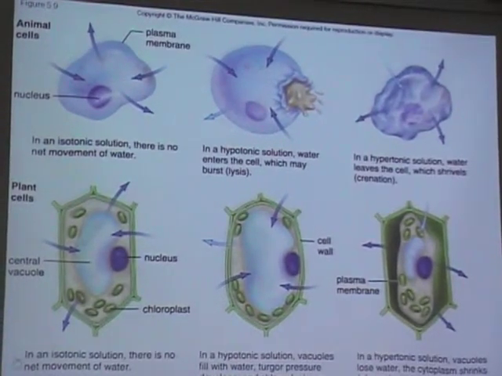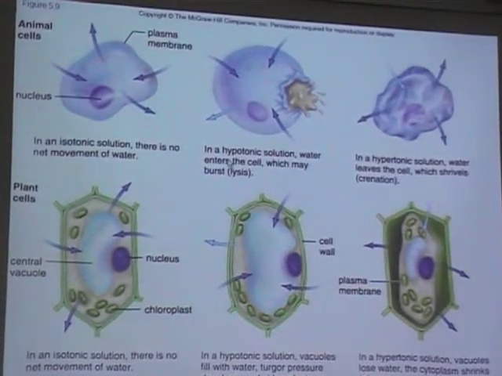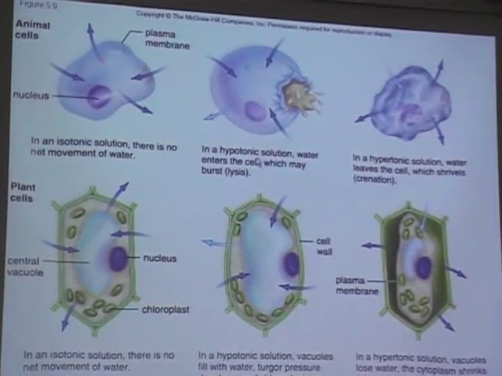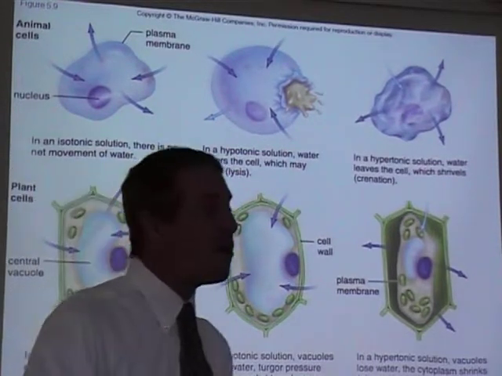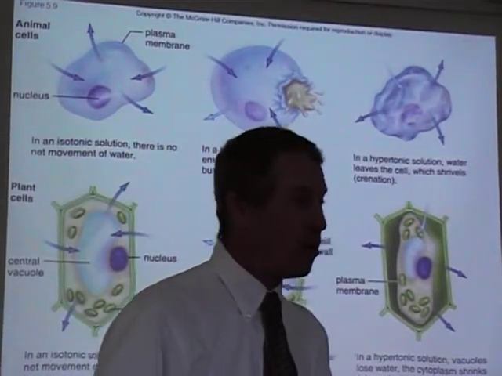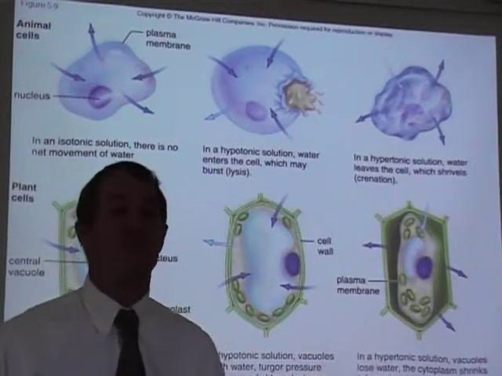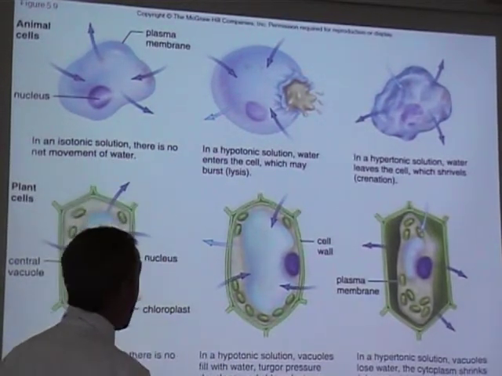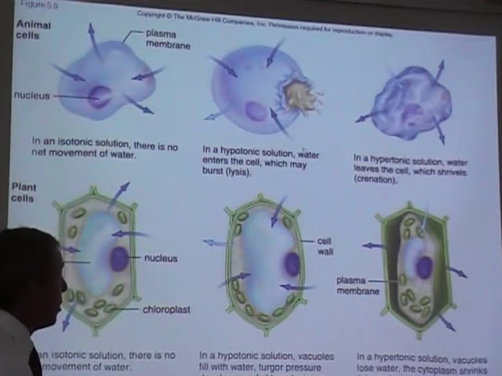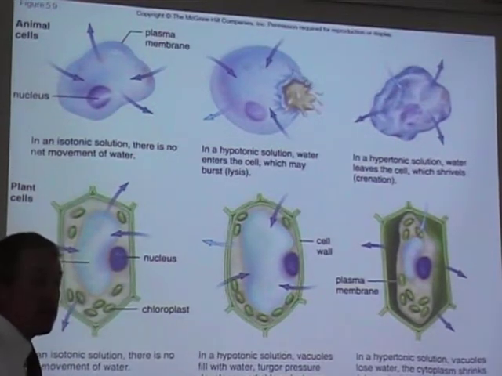Now, let's put the cells in a hypotonic solution. A hypotonic solution is a solution that's very high in water, very low in solute. Low concentration. It's like putting a cell in 100% water, in pure water. What's going to happen here? Water's going to rush into the cell.